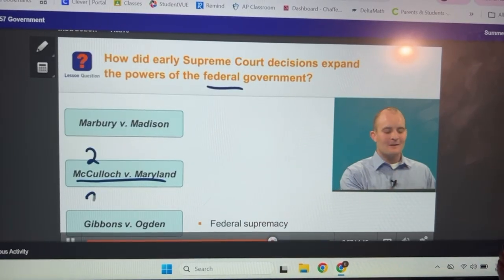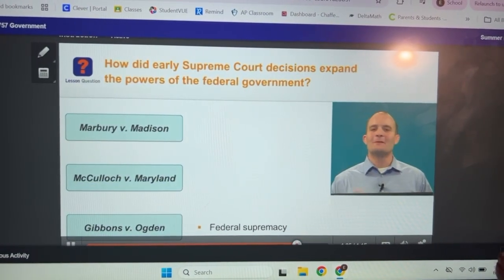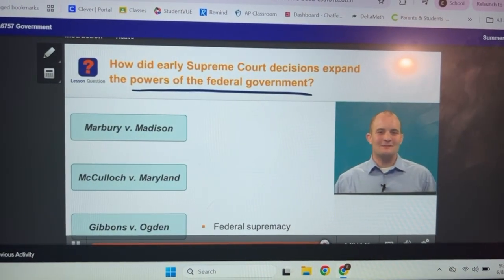And the third part, we're going to look at Gibbons versus Ogden, and again, how this established federal supremacy. And by looking at this third part, we're really going to be able to answer the lesson question, which showed how Supreme Court decisions expanded the powers of the federal government. Let's get started with this last part, scholars.